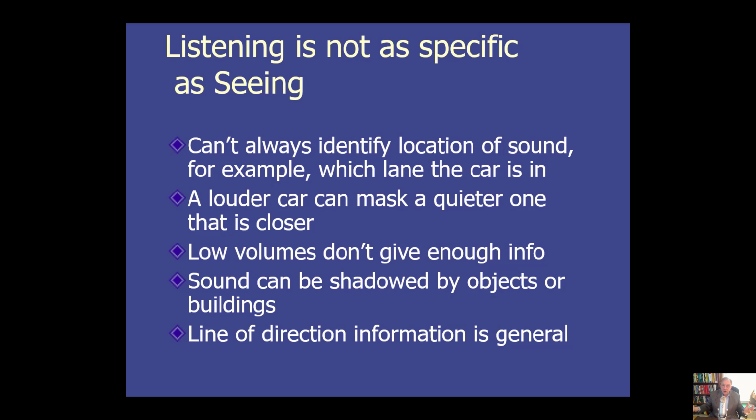And of course we know this, that listening is not as specific as seeing. You can't always identify the location of a sound. It's harder to localize. It's hard to know exactly what lane a car is in. A louder car can mask the sound of a quieter one that's maybe closer. Sometimes there aren't enough cars around to give enough information. And sound can be shadowed by different objects or buildings that block out the sound. Line of direction information is more general, not as specific as we would like it to be.